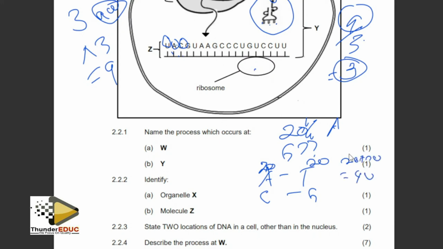Now, because this percentage is out of 100, I'm going to say 100 minus 40, which gives me 60. That 60 is for these two, C and G. So divide by 2, so it's going to be 30 each. It means that the percentage of guanine is going to be 30%. Don't go to the paper without knowing how to calculate the base.